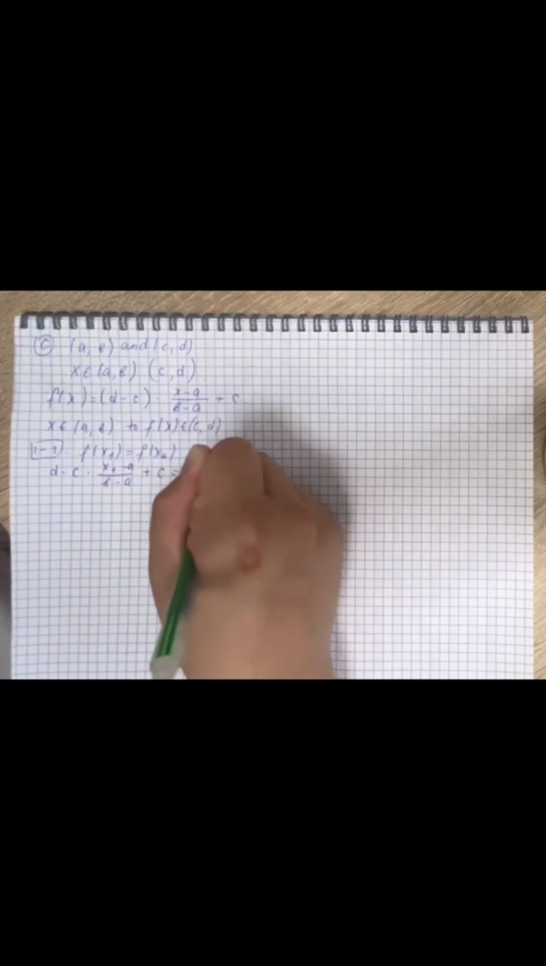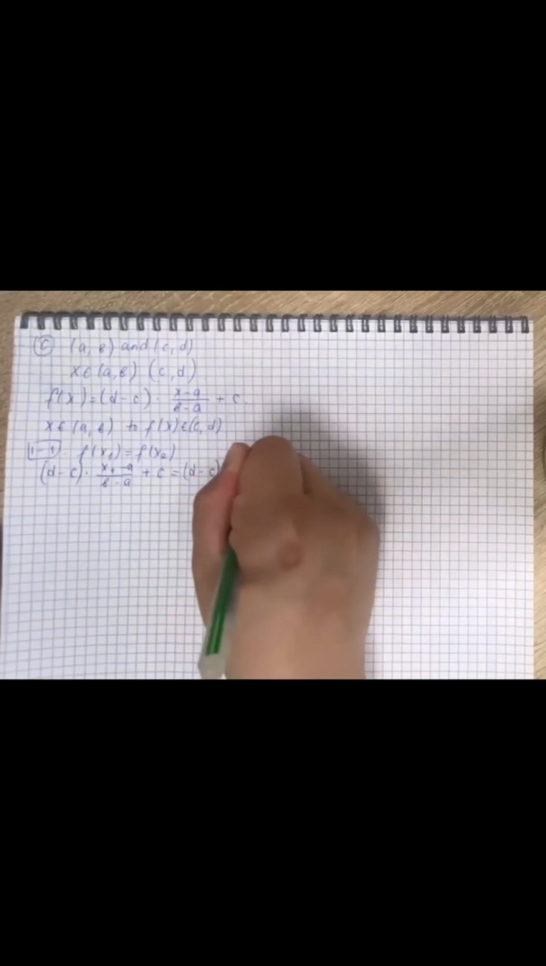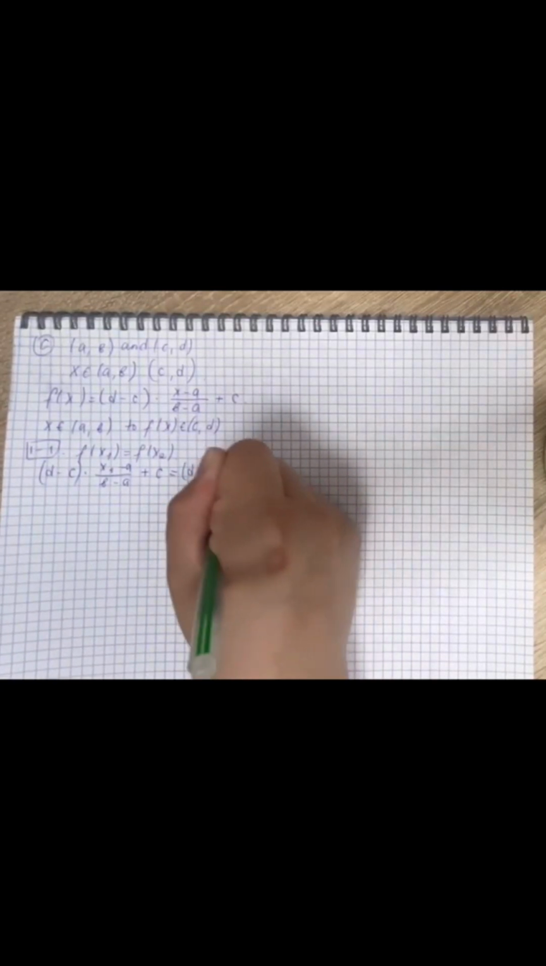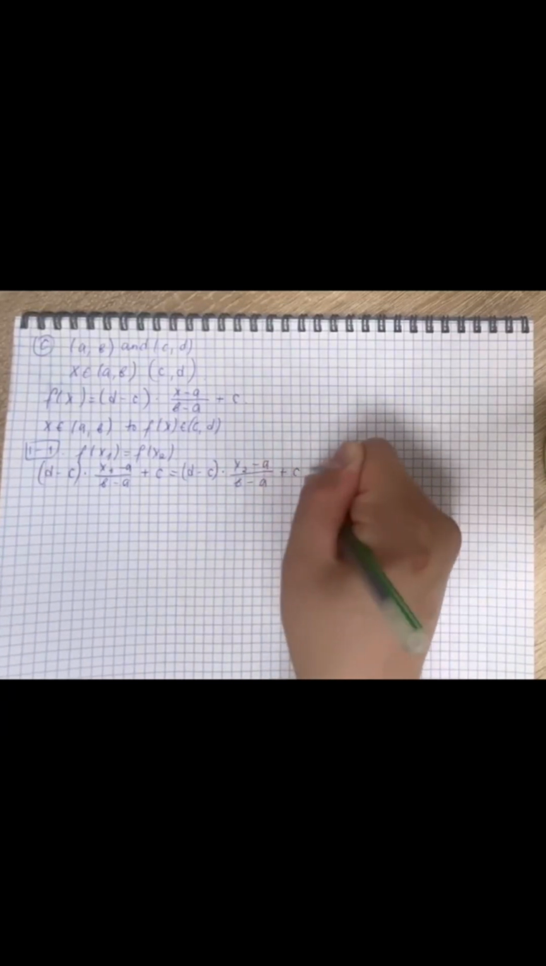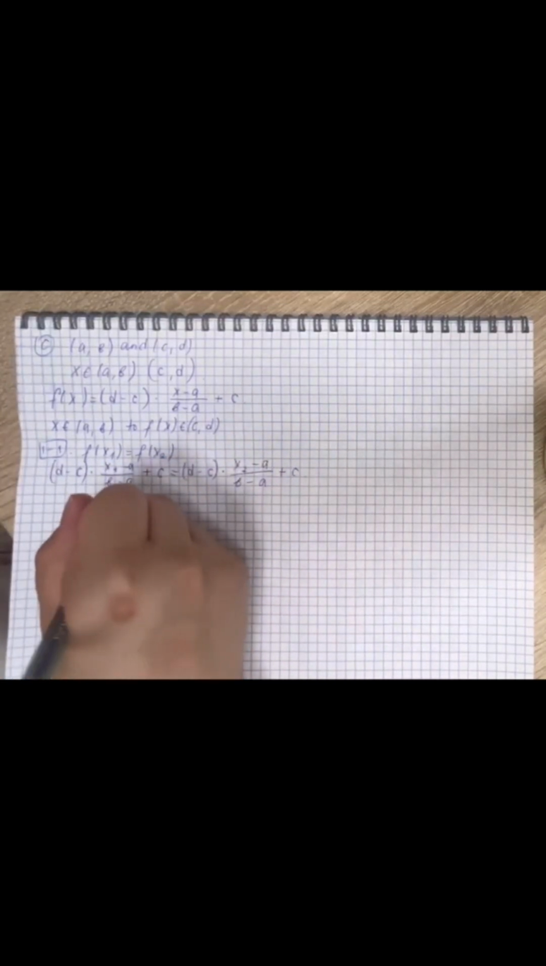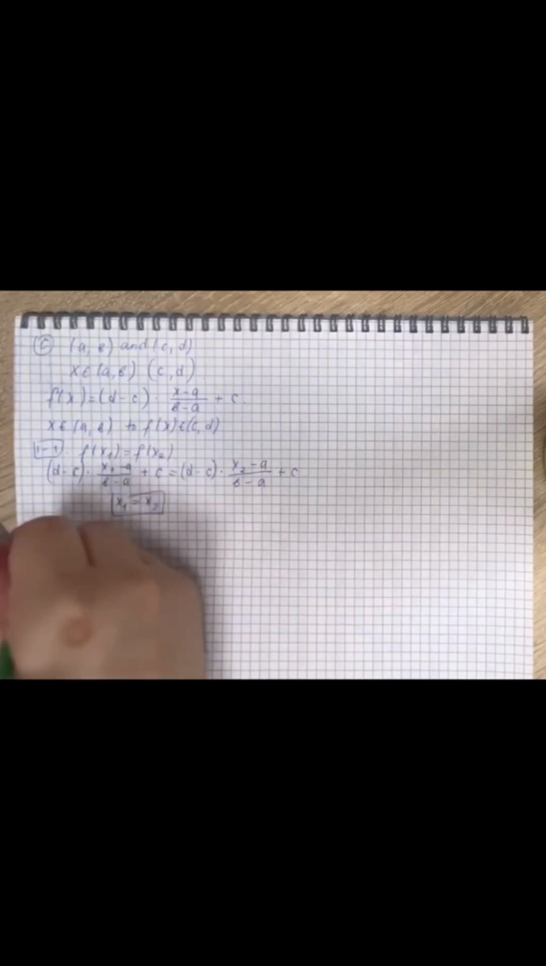(d - c) multiplied by (x1 - a)/(b - a) + c equals (d - c) multiplied by (x2 - a)/(b - a) + c, which simplifies to x1 = x2.